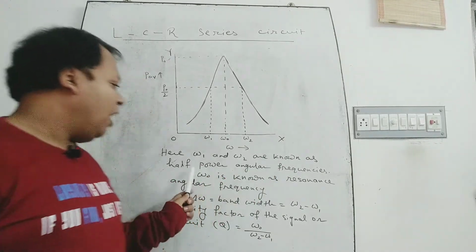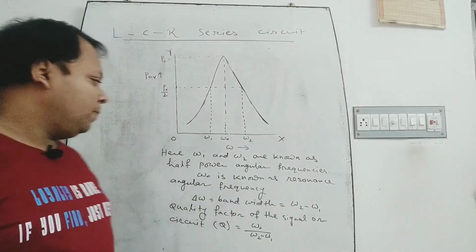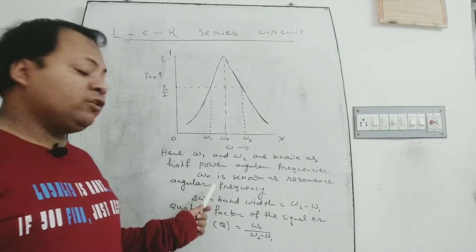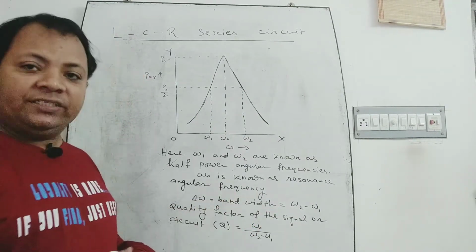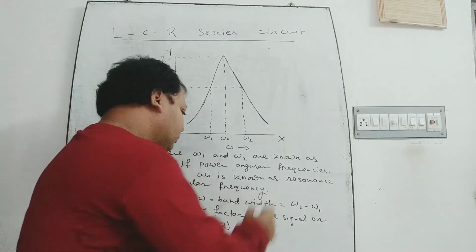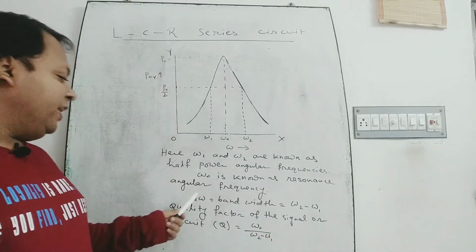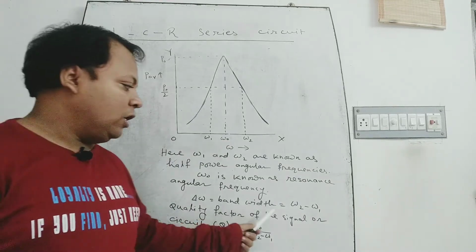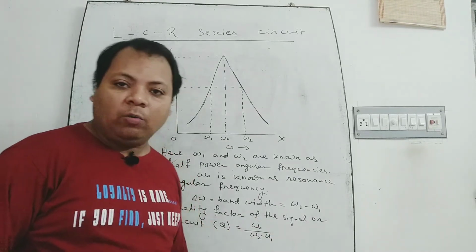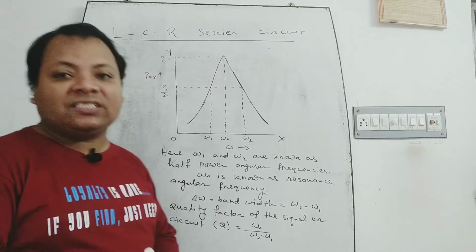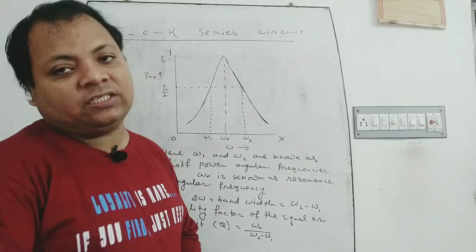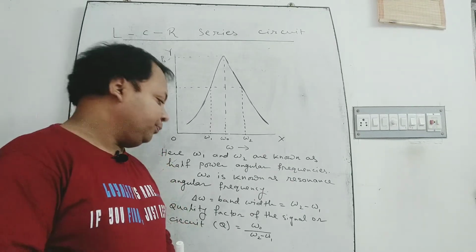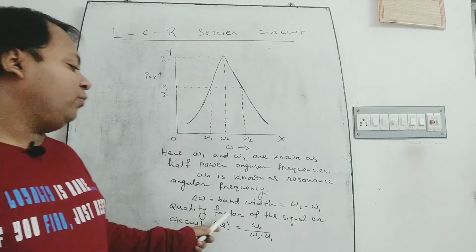Bandwidth is equal to omega 2 minus omega 1. That is, the bandwidth of the signal is the difference between the two half power frequencies. The quality factor of the circuit, denoted by capital Q, is equal to omega 0 by omega 2 minus omega 1. That is, the resonance frequency divided by the bandwidth. This is known as the quality factor.